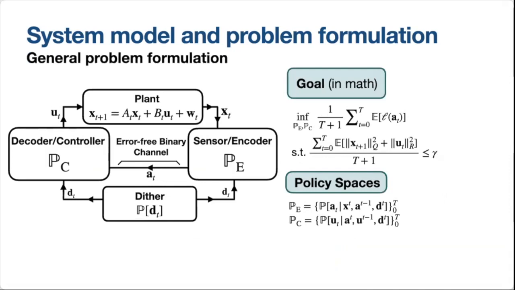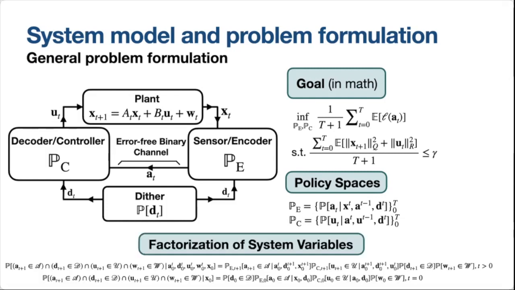So now I can summarize our goal in math. We want to minimize the communication cost over legal encoder and decoder policies, subject to a constraint on the LQG control cost being less than some gamma. The specific definitions of the policy spaces we're considering are shown in the middle right side of the screen. The encoder can draw the code word at time t given the plant measurements and dither realizations up to time t, as well as previously transmitted code words. Likewise, the decoder can draw its control input at time t given the received code words and dither realizations up to and including time t, and its past control inputs.